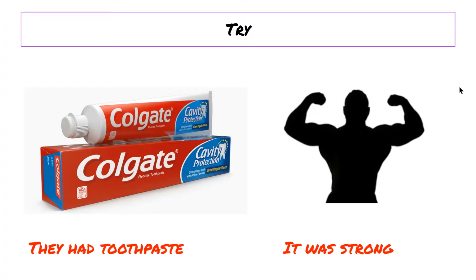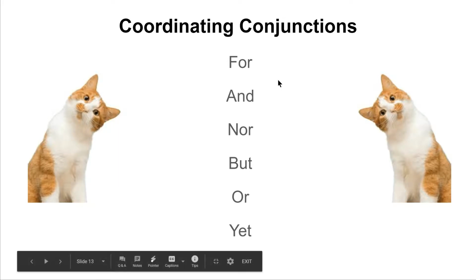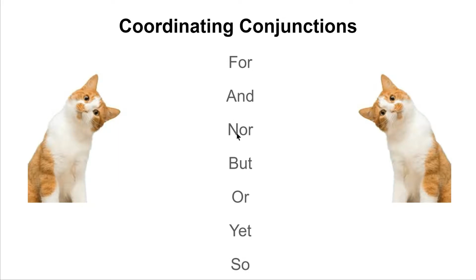They had toothpaste. It was strong. How do you think you'll combine these? It's going to be comma, coordinating conjunction: for, and, nor, but, or, yet, and so. If you look at the first letter of each of these words, it's going to spell out FANBOYS. We used but in the example, but you can use any of these.